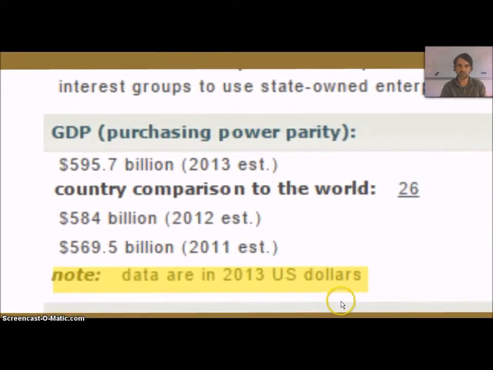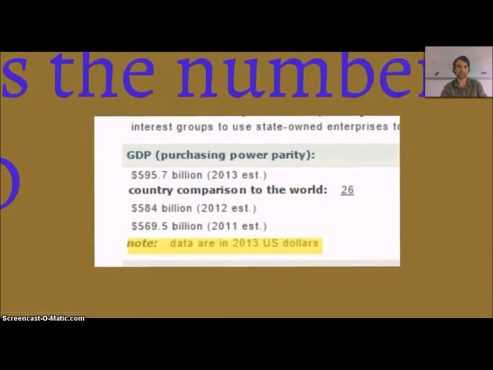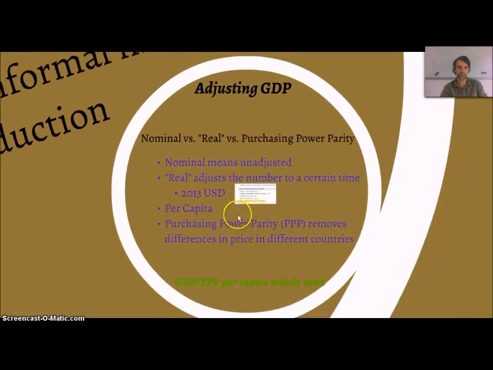You see examples of this all over the place. This is just a screenshot from the CIA World Factbook. They're saying data are in 2013 US dollars, so all these numbers have been adjusted to the value of the US dollar in 2013. Other things that we need to adjust for: the size of population, so per capita does that.